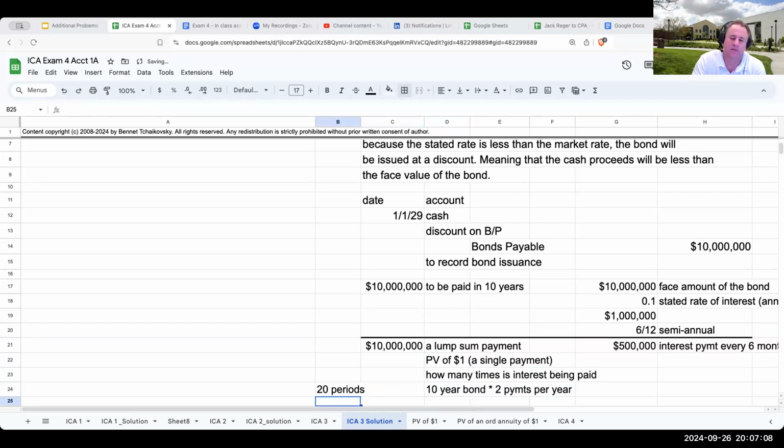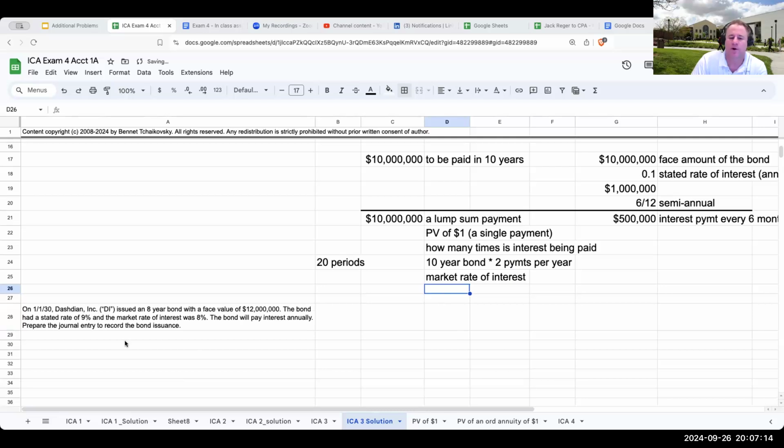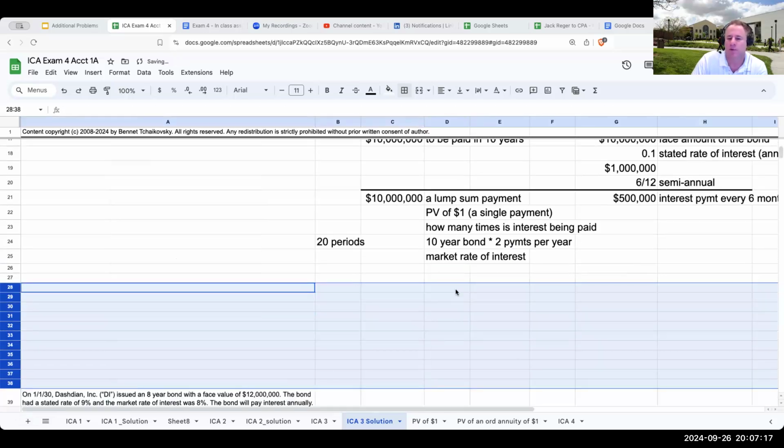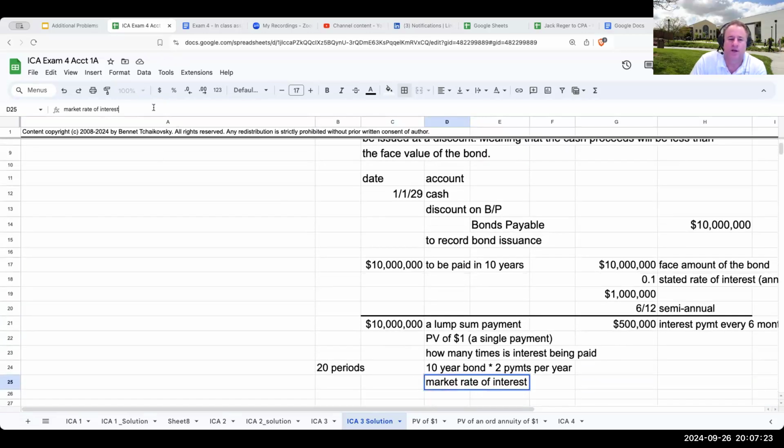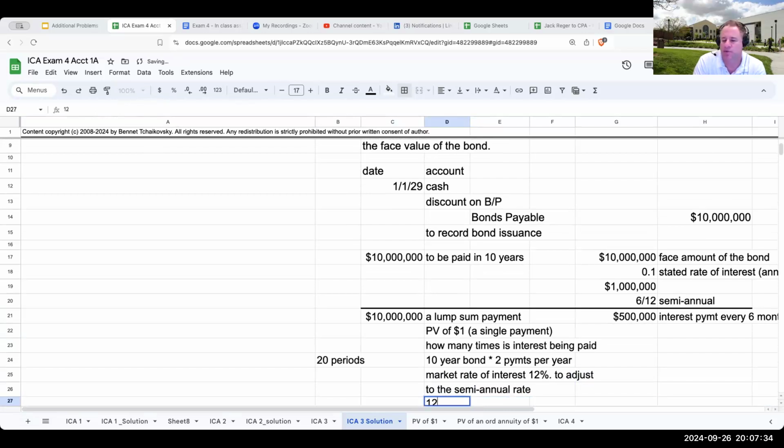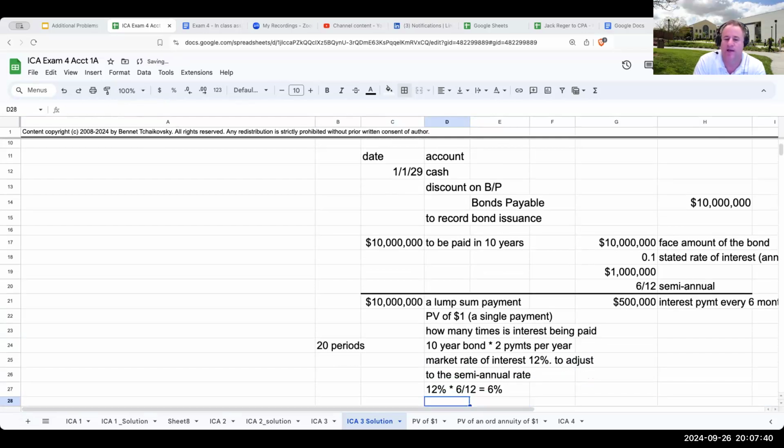Now, I need to know another thing. I need to know the market rate of interest. Whenever I see the market rate, it is always an annual rate. This is going to be 12%. However, to adjust to the semi-annual rate, I need to multiply the 12%, because that's an annual rate, by 6/12, or 6%. So when I go to the tables for this $10 million, I'm going to use 20 periods at 6%.